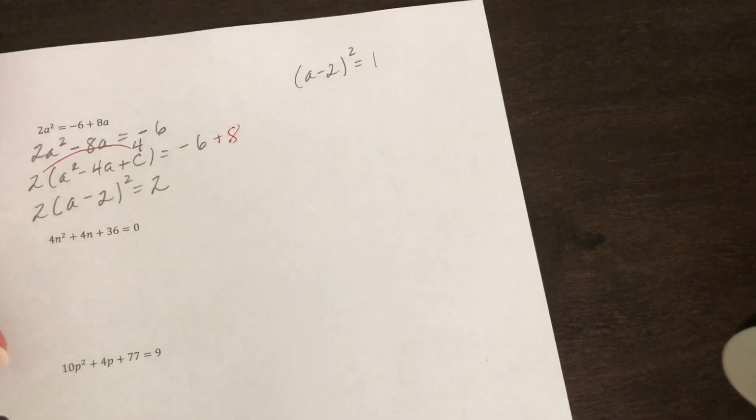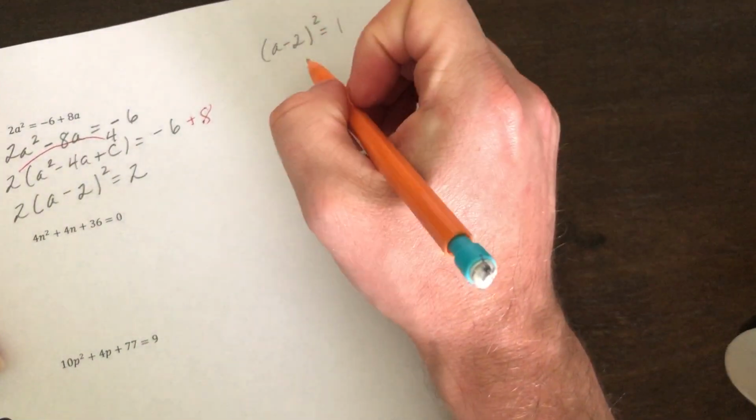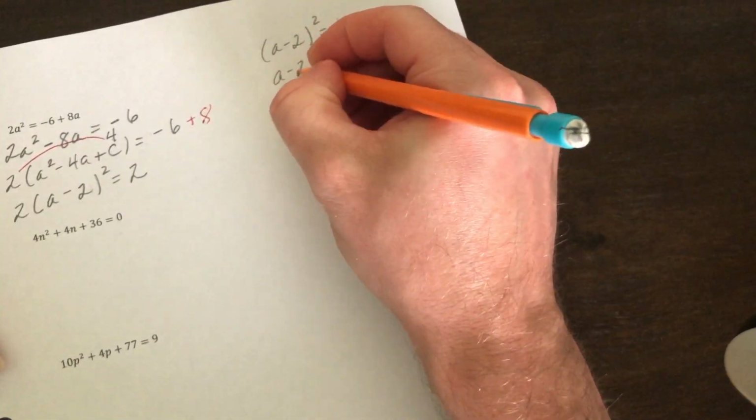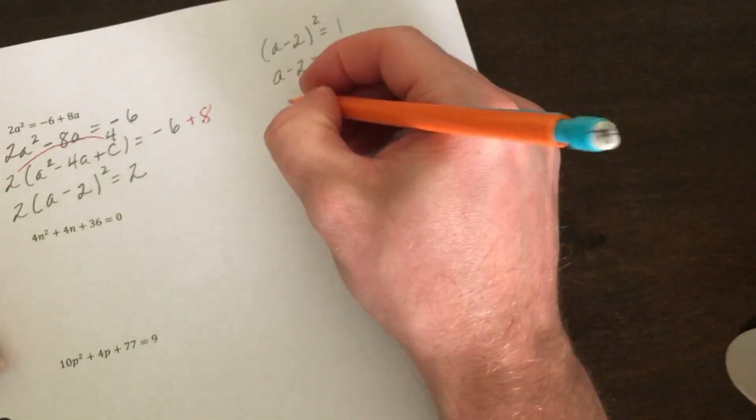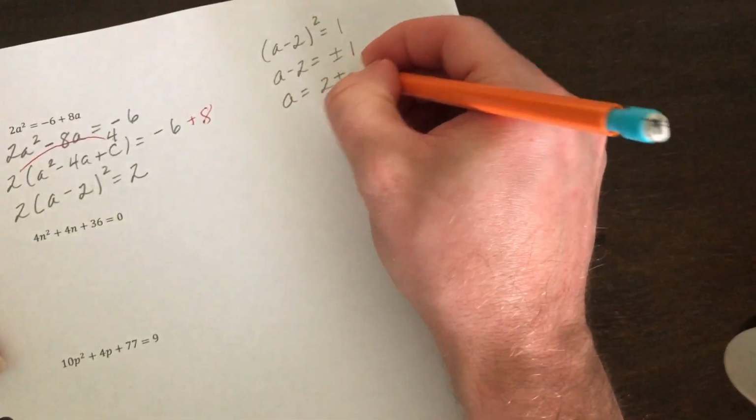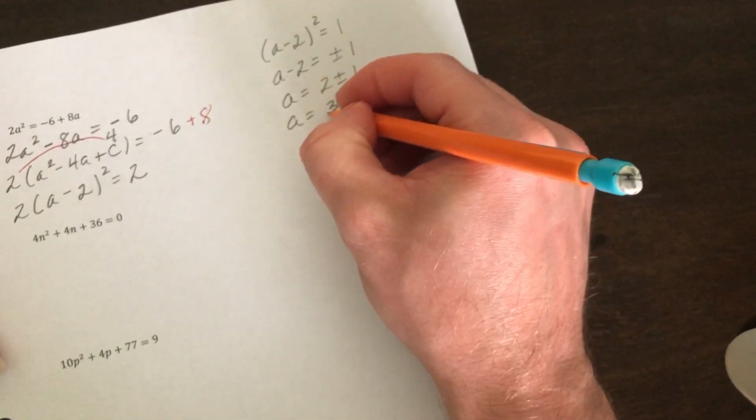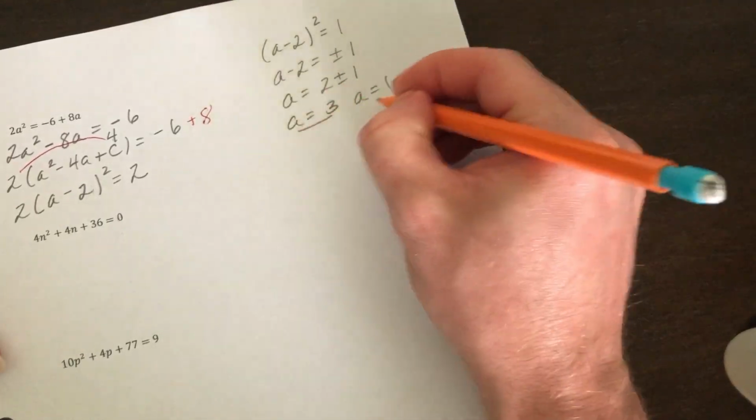Now, to get rid of the square, we square root both sides. So we get a is equal to 2 plus or minus 1. So a is equal to 3, and a is equal to 1.